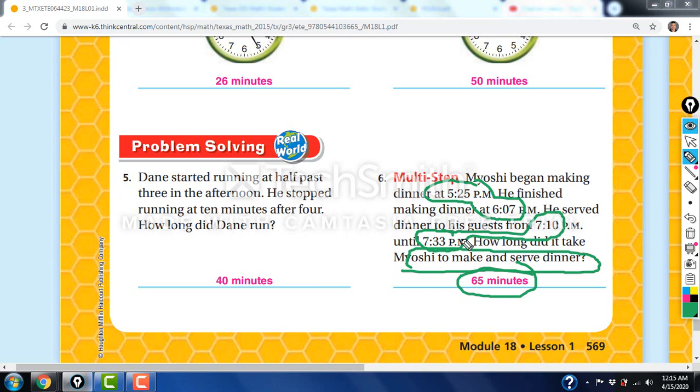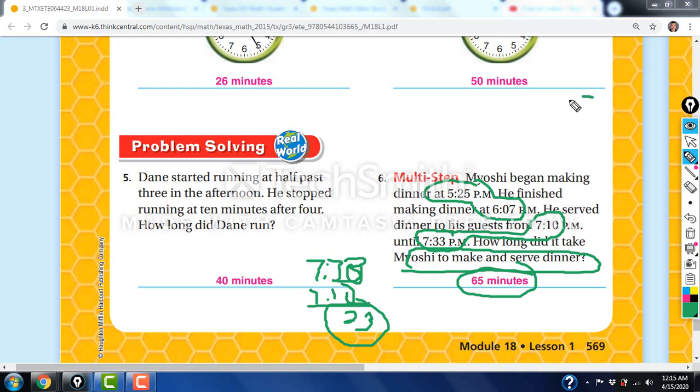Getting how long it took him to serve dinner is the easy one here. Because you get 7:33, you start at 7:10. 7:23. That's 23. I already know how long it took him to serve. Once I get that, that's the easy part here. Now I just have to figure out how long it took him to make it.